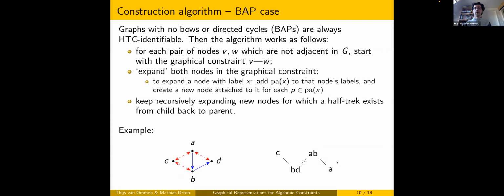Right, so this shows how the algorithm works for the case of both-free acyclic path diagrams. In the general case, it's slightly different because it also depends on the half-track criterion's certificate. But yeah, this is enough to give you an idea of how the algorithm works.